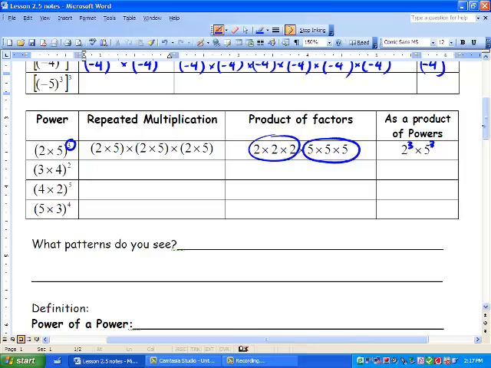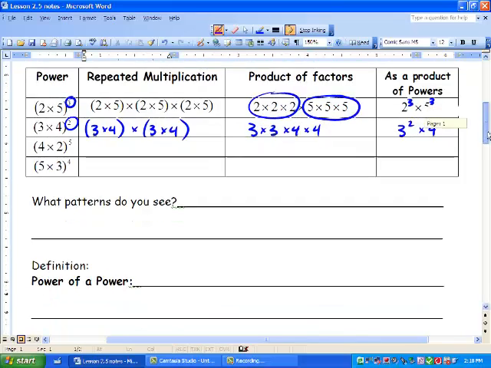All right, let's try this next one. We've got 3 times 4 times 3 times 4, because we have 2 of them. If we write that as a product of factors, we get 3 times 3 times 4 times 4. How many 3's do we have? We have 3 squared times 4 squared. All right? Try those next two. After you do that, I want you to pause the video right now and try those out, and then we're going to look at the patterns.